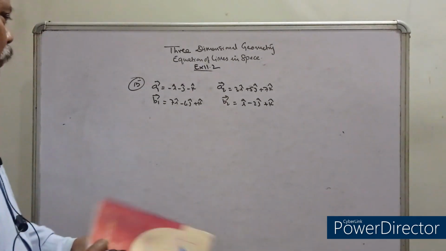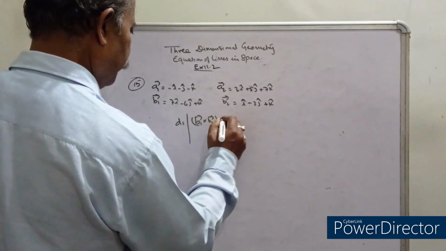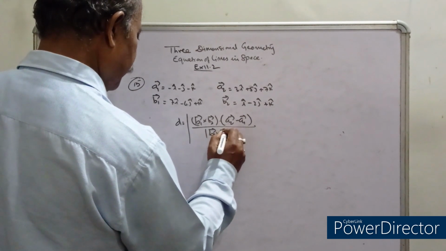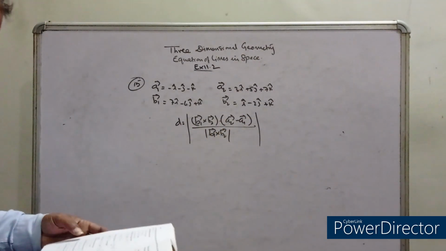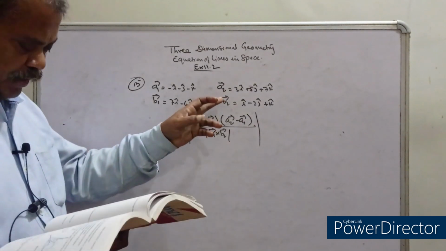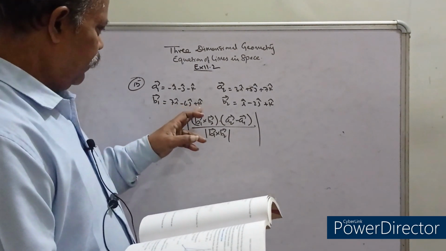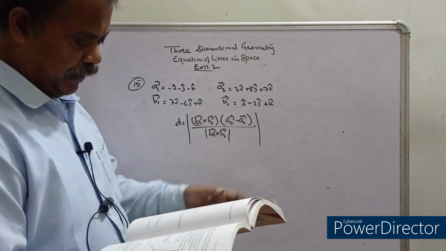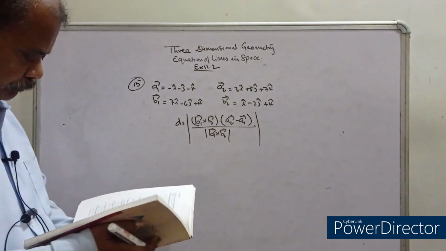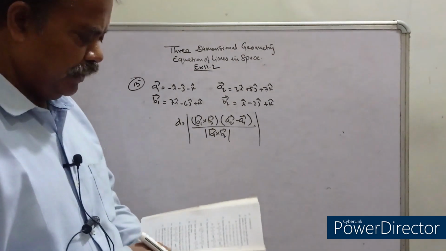Now you can apply this formula. D is equal to modulus of b1 vector cross b2 vector dot a2 vector minus a1 vector, divided by the magnitude of b1 vector cross b2 vector. You apply this formula and you can solve it, because I have located all the points. Now you can solve 16 and 17. It is like 14. So this exercise is over here, about the equation of the lines in space.